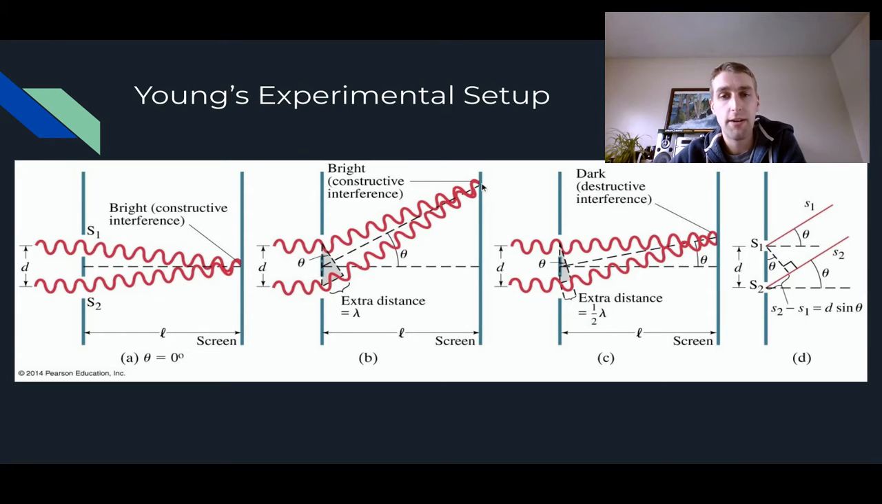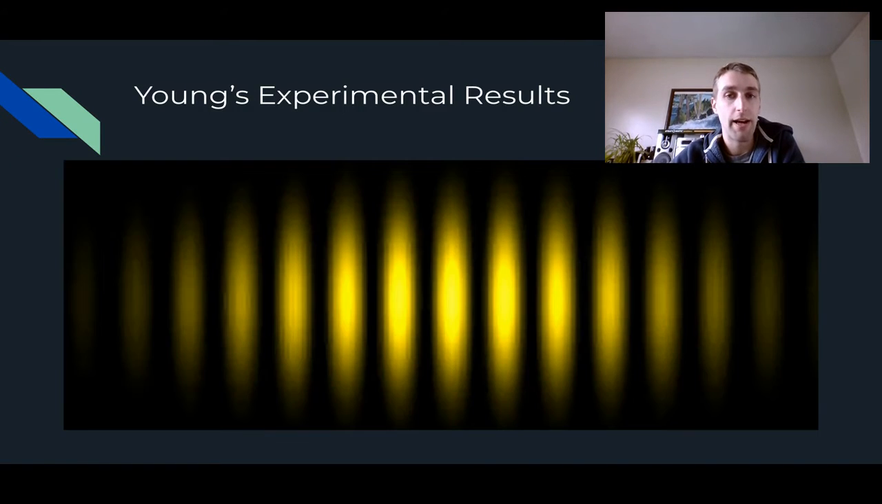And then when we look at different spots to the side, sometimes those waves reach that spot in phase. See how these waves are completely lined up. So they add together constructively to give you a bright spot. And sometimes they get to other spots on the screen out of phase, where they cancel each other out and give you a dark spot. That's what we're going to look at here.